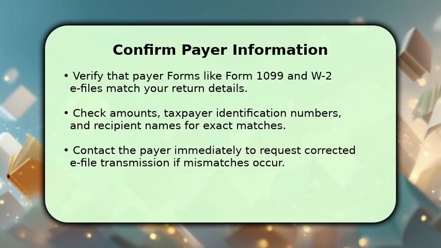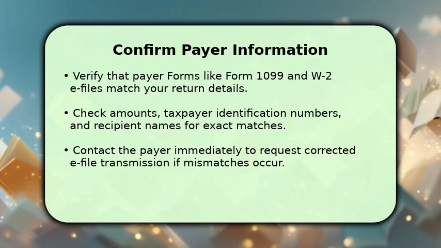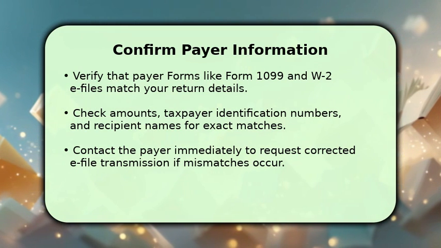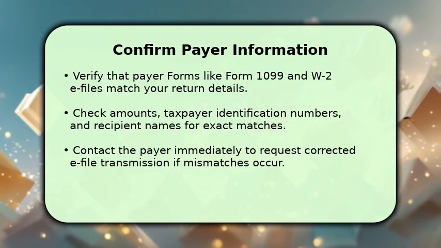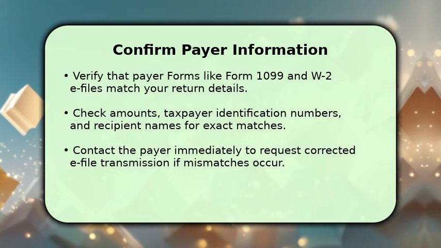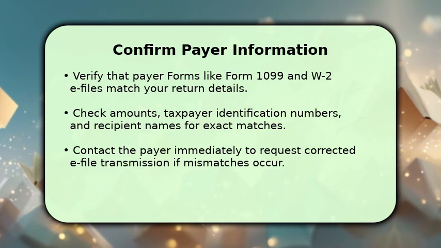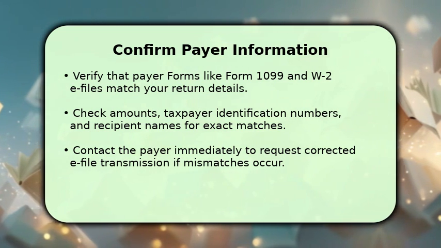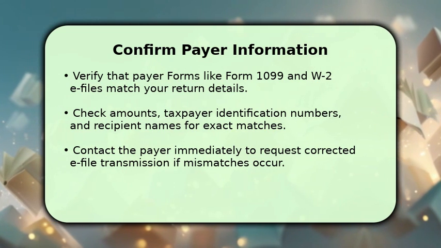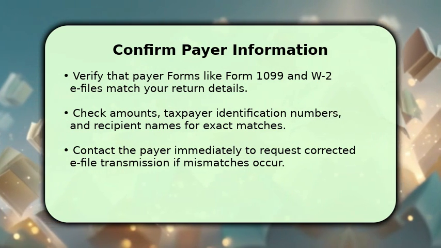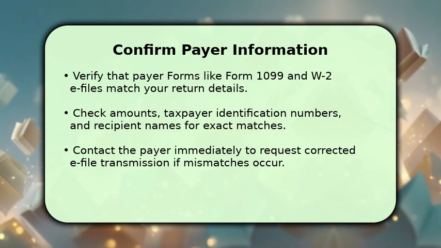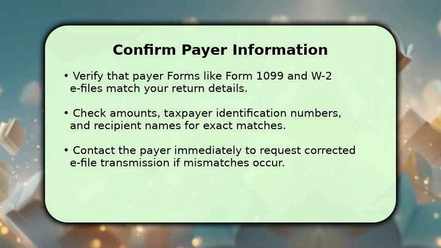Also confirm payer or employer transmitted their counterpart e-file, including forms like Form 1099 or W-2 e-file submissions. Verify amounts, taxpayer identification numbers, and recipient details match your return to avoid mismatches. If you find a mismatch, contact the payer immediately and request corrected e-file transmission or a corrected form.